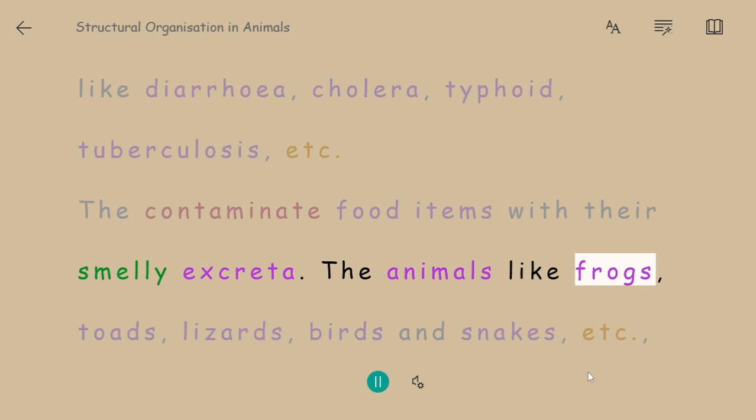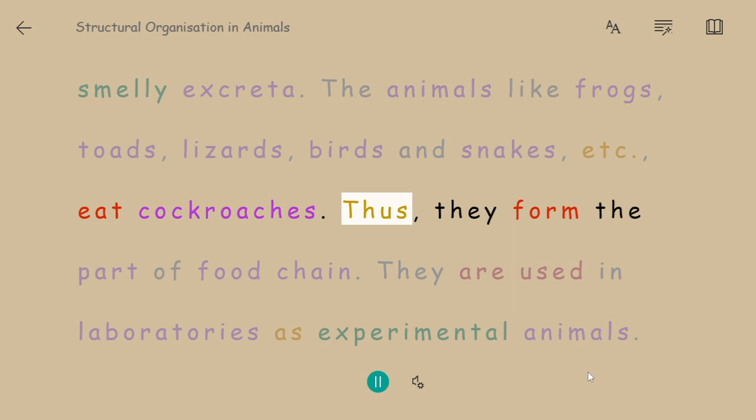Animals like frogs, toads, lizards, birds and snakes, etc., eat cockroaches. Thus, they form part of the food chain. They are used in laboratories as experimental animals.